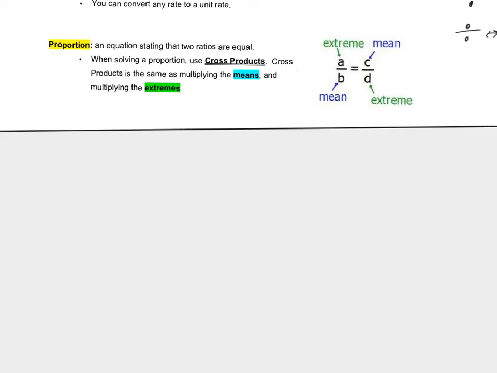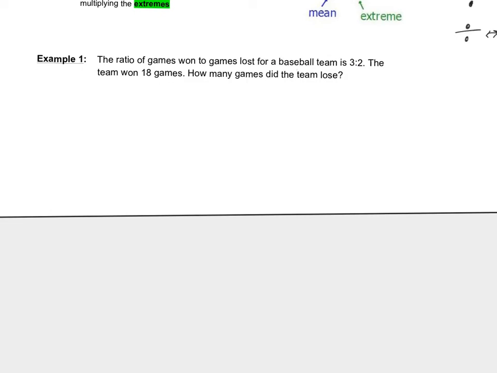The extremes are the things that are opposite: top left, bottom right. Means are top right, bottom left. Just a fancy way of saying something like that.